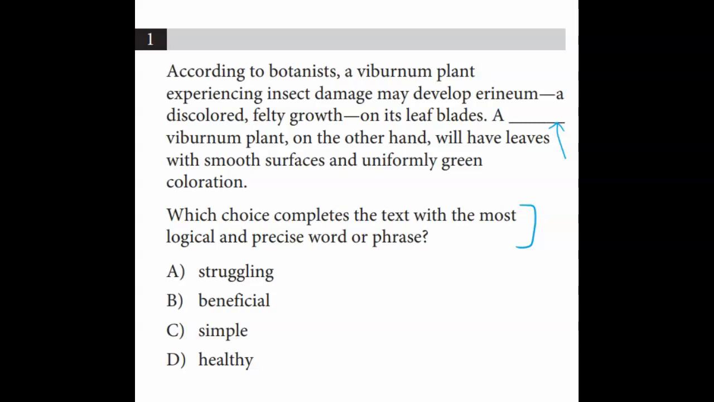So, according to botanists, a viburnum plant that experienced insect damage may develop erinium, a discolored felty growth on its leaf blades. A blank viburnum plant, on the other hand, will have leaves with smooth surfaces and uniformly green coloration. What's a healthy? A healthy plant. So this is basically a sick plant. This is insect damage that may develop erinium, and that's the felty growth on leaf blades. But a healthy plant will have smooth surfaces and uniformly green coloration.